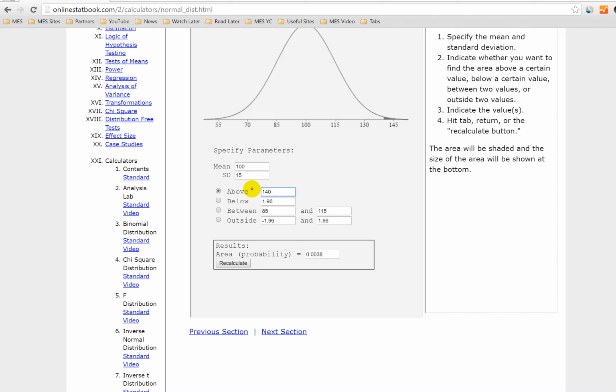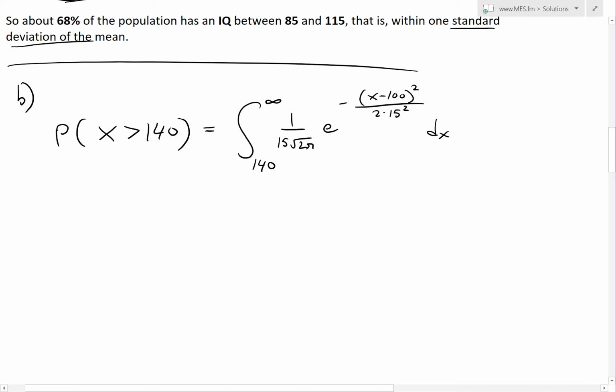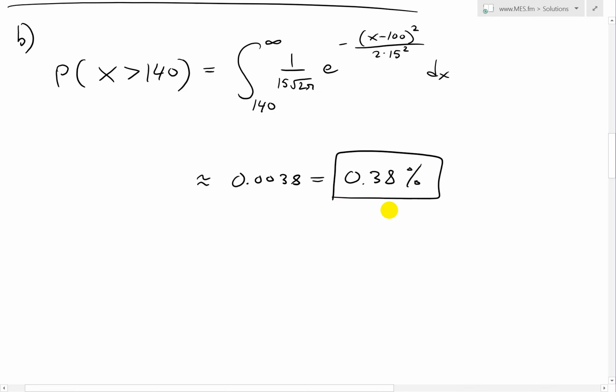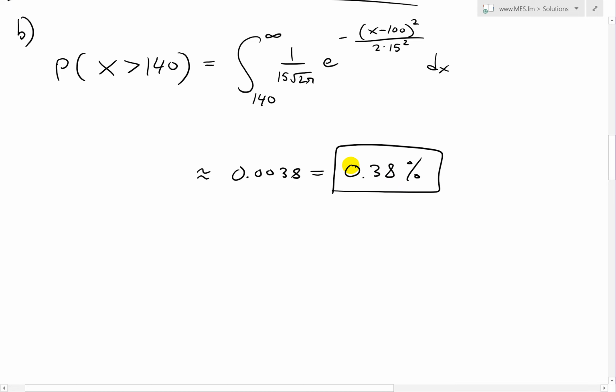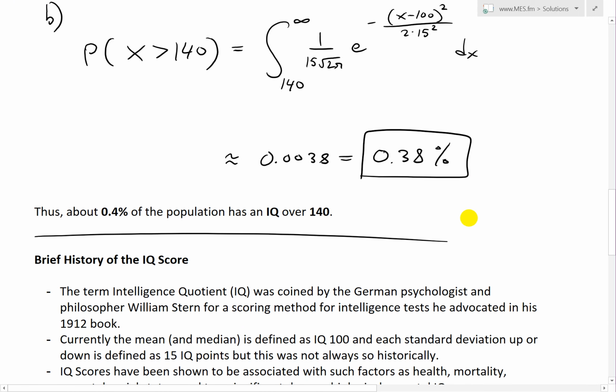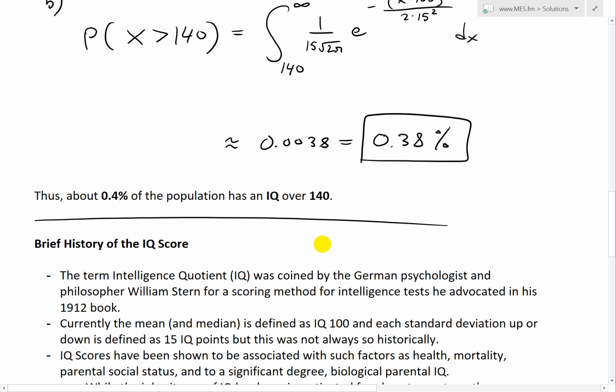So above 140, as you can see, it is 0.0038. So this roughly equals 0.0038, and now we multiply this by 100 to get a percentage. We just move the decimal to the right twice and we get 0.38%. So barely anyone has that high of an IQ. In other words, roughly 0.4 percent of the population has an IQ over 140.